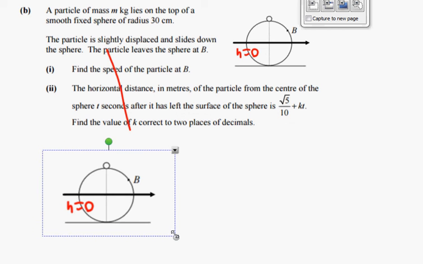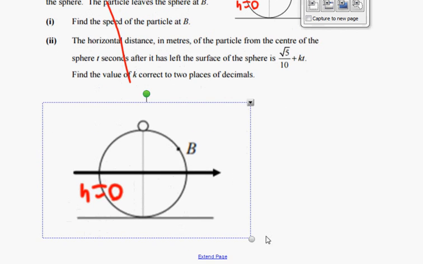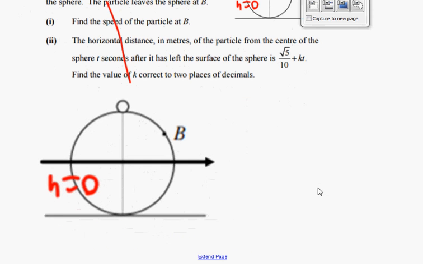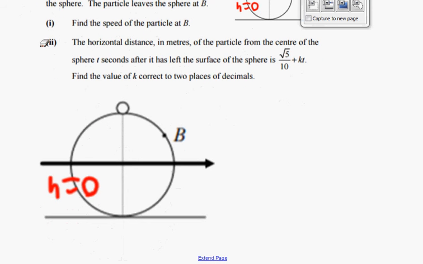So what I'm going to do is just enlarge this a wee bit. Okay, now I'm going to work with this here. So what's the radius? Anybody tell me? Does it tell you the radius? 30 centimeters. It's 0.3 in my language.